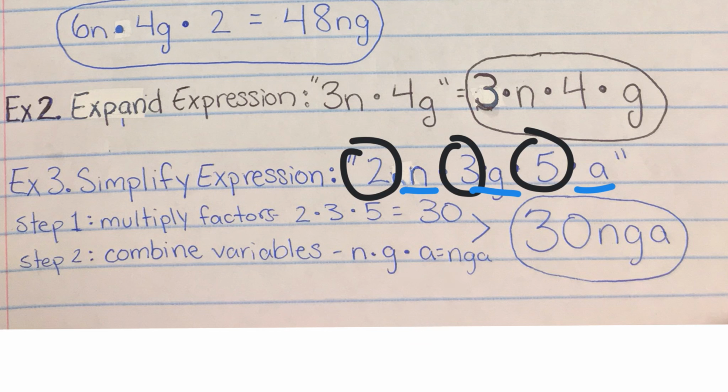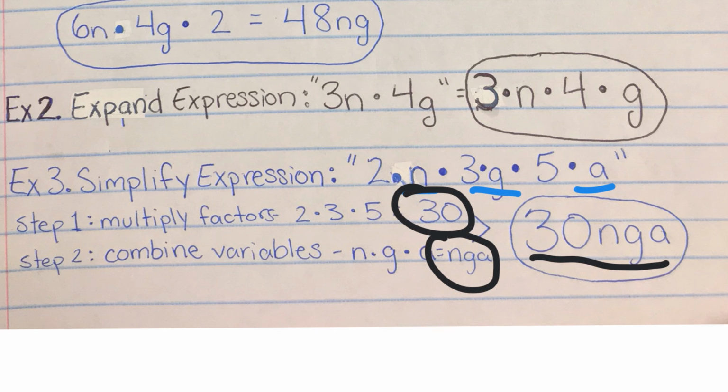So we take our 30, we take our nga, we've removed all of the multiplication symbols, and we put them together. 30nga is the same thing as 2 times n times 3 times g times a.